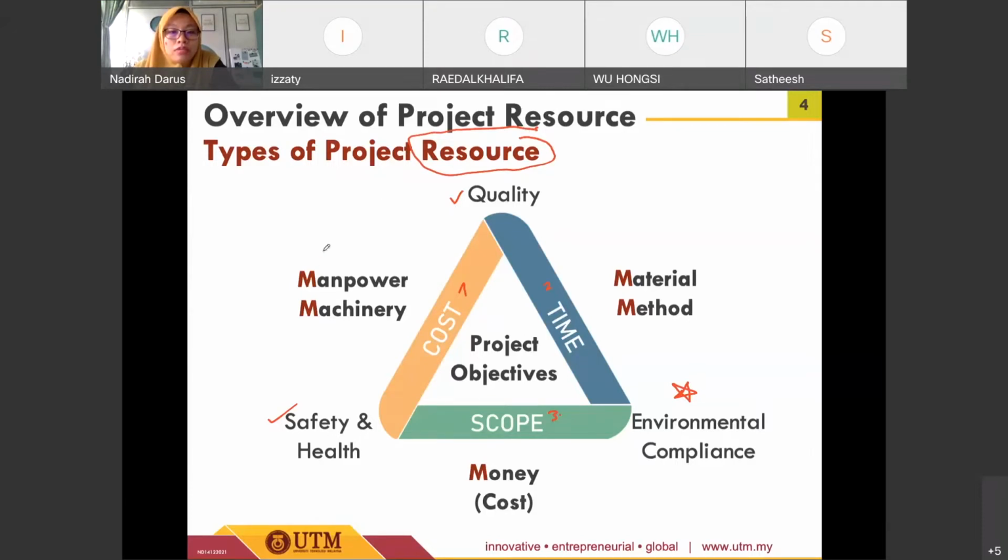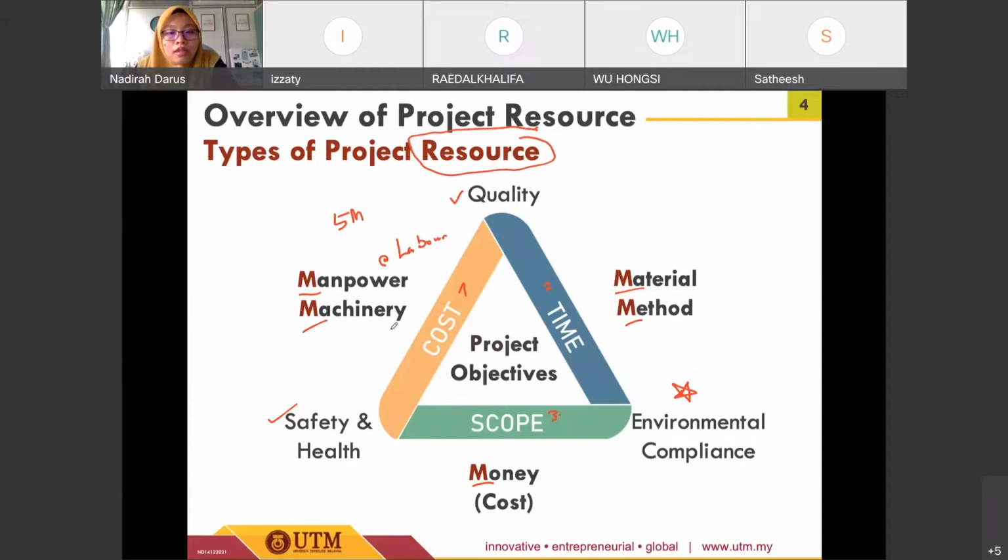We require 5M. Basically 5M refers to manpower, machinery, material, method, and money. So that's why we have 5M here. Manpower, or the other term we can refer to it as the labor requirement. Without manpower or without workforce, the project cannot be delivered well or constructed.